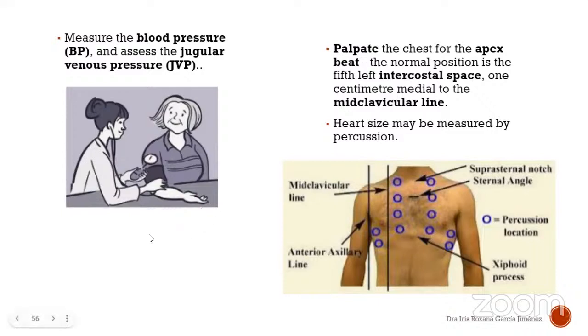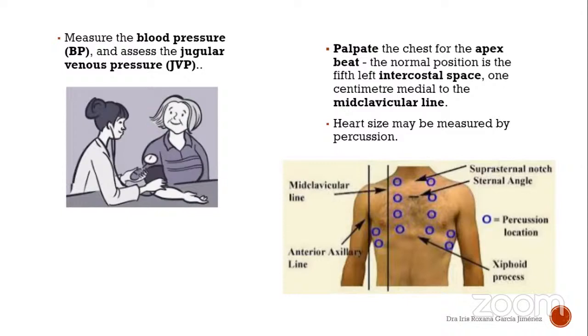Then we have to palpate. We palpate the chest for the apex beat. The normal position is in the fifth left intercostal space, 1 centimeter medial to the mid-clavicular line. We all know where to palpate in order to feel the beats. Heart size may be measured by percussion. We all know the maneuver: we place hands and we make the sound. If you are well trained, you might have the chance to make this diagnosis.